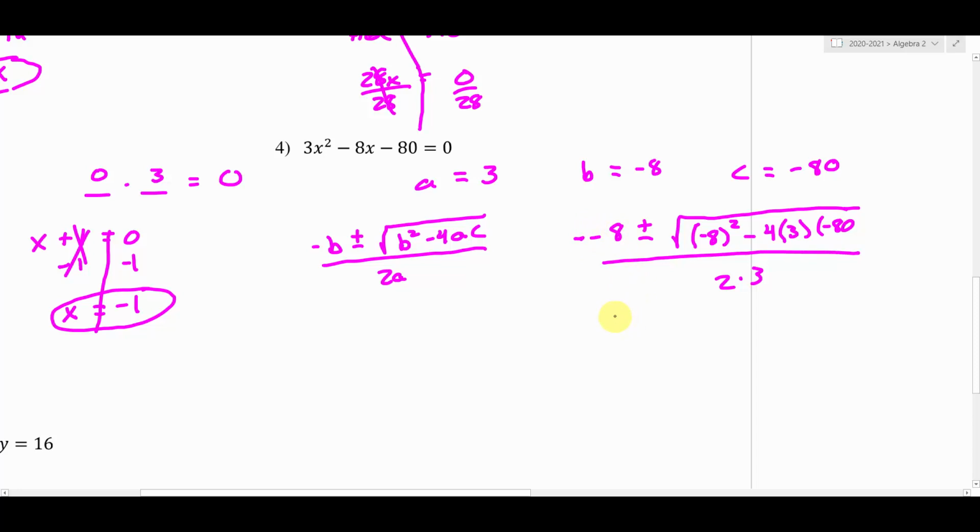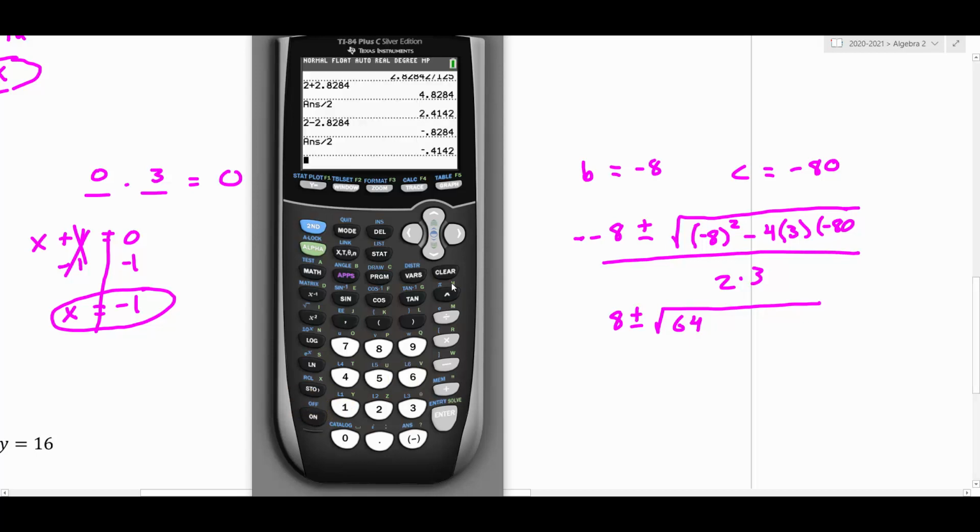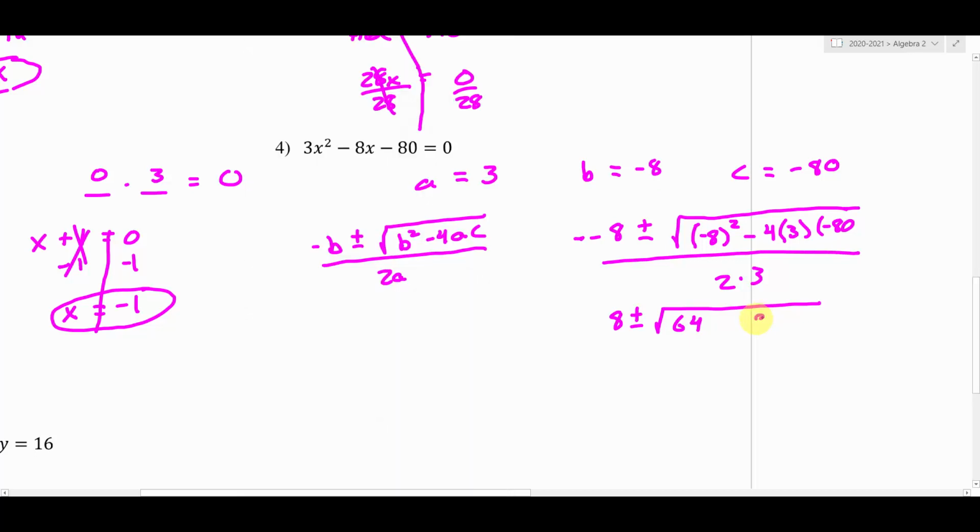All right, I'm just going to go through and tackle one piece at a time. -8 becomes +8, plus or minus. -8 squared is a +64. And then I need to do this multiplication. That's a big one, so I might grab my calculator for that one. We've got 4 times 3 times 80. Don't worry about the negatives yet, I'll show you what to do with that. When I multiply that, I get 960. So I'm going to write down my 960 here.